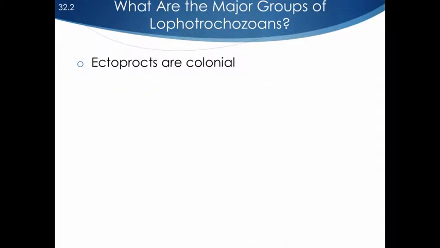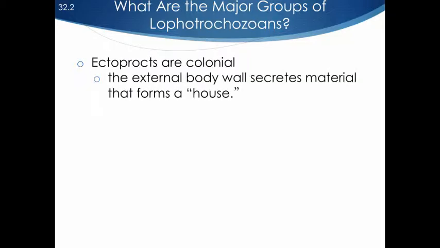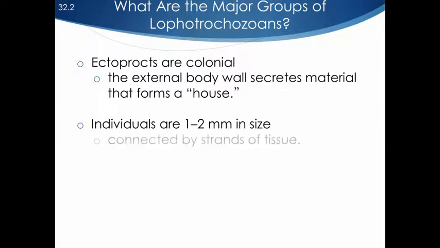So ectoprocts are colonial, and the external body wall secretes material that forms a house. So it's basically like their extracellular matrix, and they excrete certain things that allow them to kind of clump together and become one house. Now they're really small. Their individuals are probably from 1 to 2 millimeters in size, so that's really small. And they're all connected by strands of tissue, so that's how they kind of stay together.